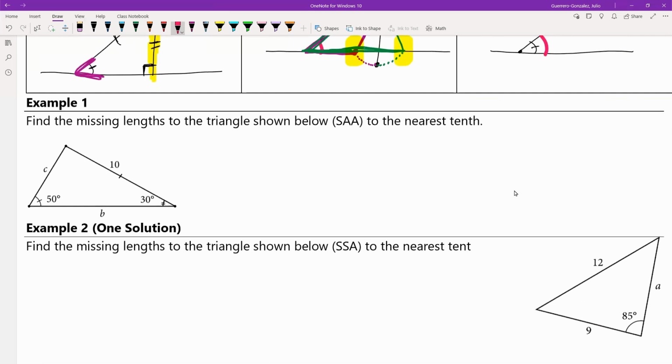Got it? Okay. So let me go ahead and start doing some of the examples here. Okay, so the first one, find the missing lengths of the triangle using side angle to the nearest tenth. Okay, so notice what we've got here. This one's 50, this one's 30. This last one up here is going to have to be 100 degrees. At this point, everything's already sort of set up for us. We get to just plug stuff in. So then let's go ahead and find B first.